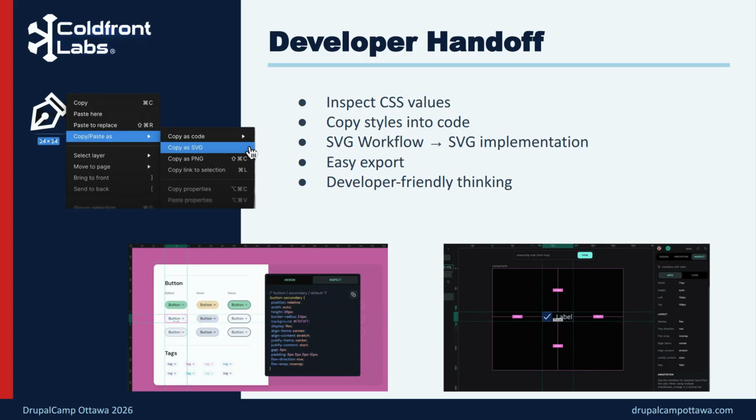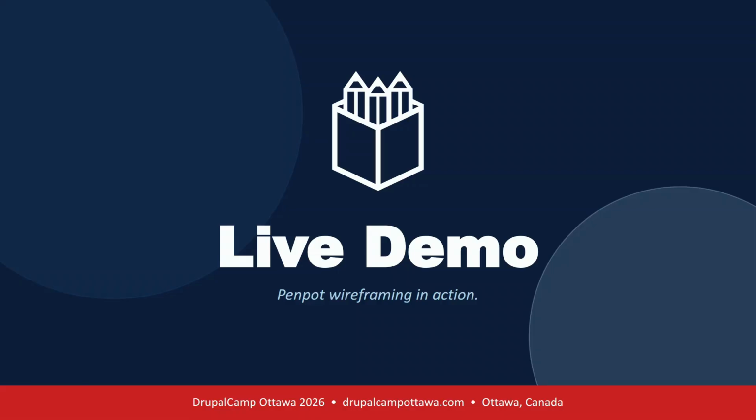Also, we have the SVG workflow, our scalable vector graphics. Penpot was really smart to have been built around SVG, so whatever designs you make in Penpot are already really close to production-ready assets. And these can be exported directly into development projects without needing any conversion. Next, I'm going to move on to a live demo.